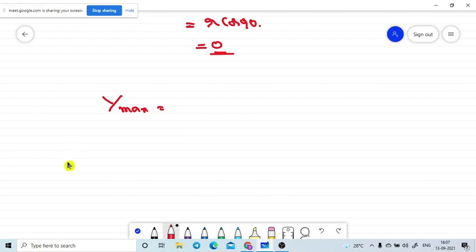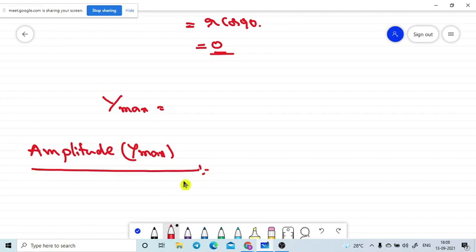That word is named as the amplitude of the particle. So amplitude is nothing but y maximum only. What is meant by y maximum? The maximum displacement of the vibrating particle from its mean position is named as the amplitude of the particle.